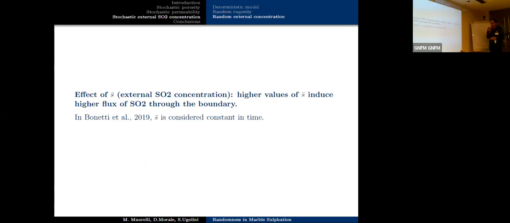Now, as I told before, our idea, however, is to introduce stochasticity also in another object, which is the external SO2 concentration. What is the effect of this external SO2 concentration? As you may imagine, whenever you have a higher value of external SO2, this means that you have a higher flux within the material, right? This is quite expected. However, I think for simplicity, in the paper of Bonetti and other authors, S bar was considered to be constant in time.